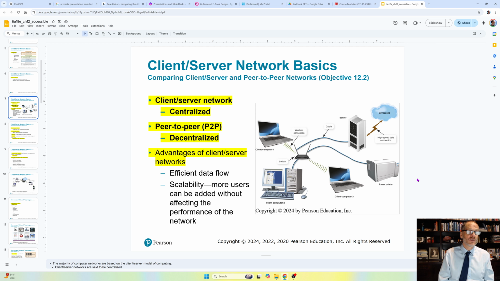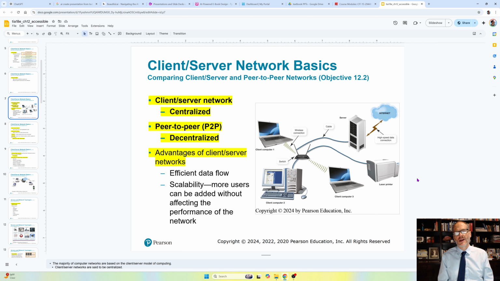I like thinking of client-server kind of like a restaurant, right? In a restaurant you have servers, you have clients. Clients ask for stuff. Hey, will you get me a burger with fries? And then the server goes and fulfills that client's request, comes back and serves that client the burger and fries. That's kind of how client-server networks work.